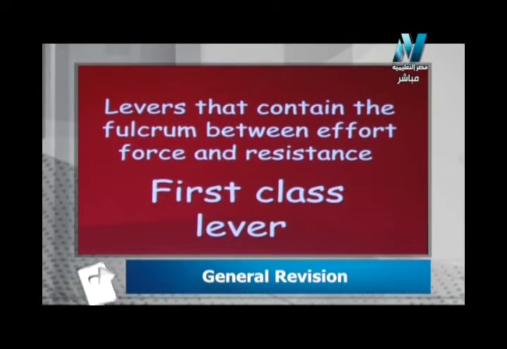The first type has the fulcrum between the effort force and the resistance. Again, remember the fulcrum has the symbol O. I remind you of a very important point: the fulcrum's symbol in levers is O, not F. The resistance is R and the force is F.